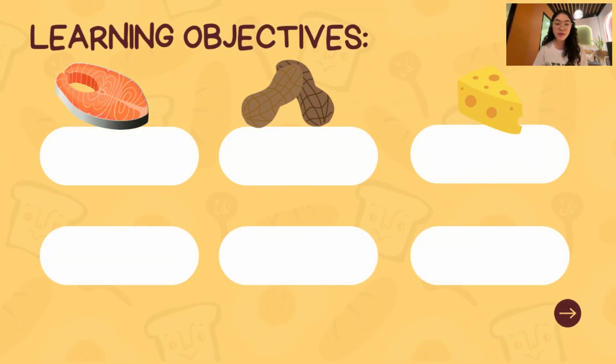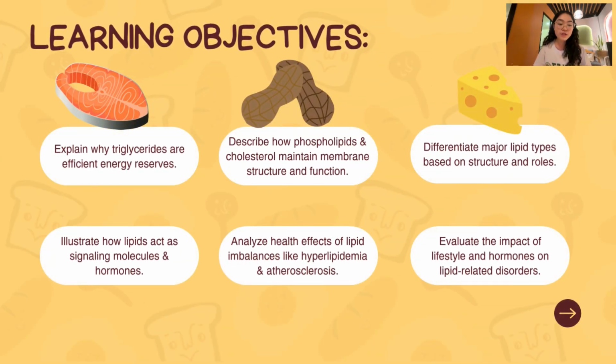So before we start the actual discussion, let's first discuss our learning objectives. By the end of the discussion, we should be able to explain why triglycerides are efficient energy reserves. We should also be able to describe how phospholipids and cholesterol maintain membrane structure and function. Next, we should be able to differentiate major lipid types based on structure and roles.